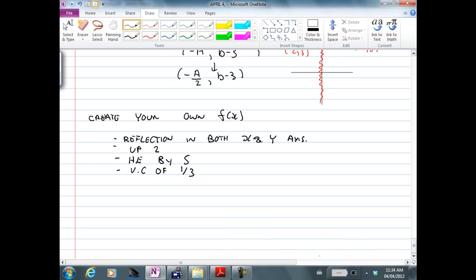So guys, let's start off again. Reflection in both axes, so I know there have to be negatives everywhere. Negative. You should have 1/3 f, bracket. What goes in here? Negative 1 over 5x. 1 over 5x is correct. What's the last piece? Plus 2.